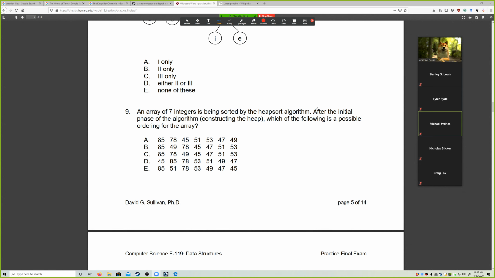So, this covers heap sort, but the big algorithms for sorting we especially care about are quick sort and merge sort. So, an array of 7 integers is being constructed by the heap sort algorithm. After the initial phase of the algorithm, which is building our heap, which of the following is a possible ordering for the array? So, first off, when we do heap sort, we create a max heap. So, D is incorrect because the biggest item has to be there. Really, what we're doing is making sure which of these is a max heap.